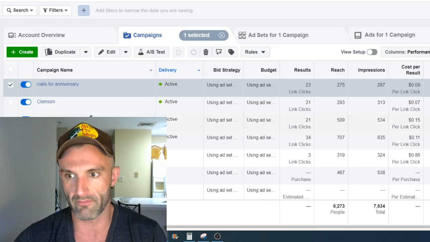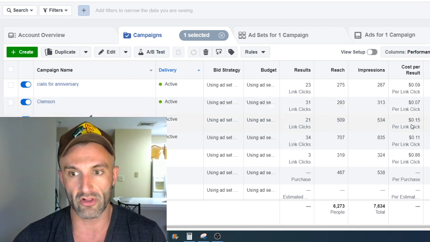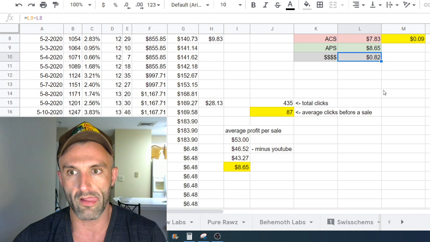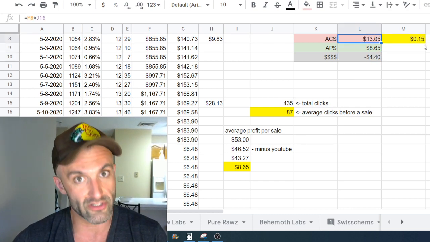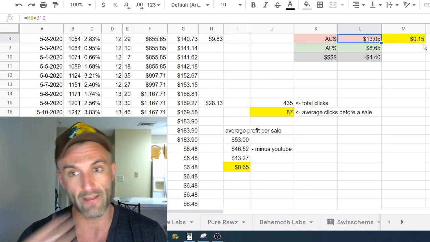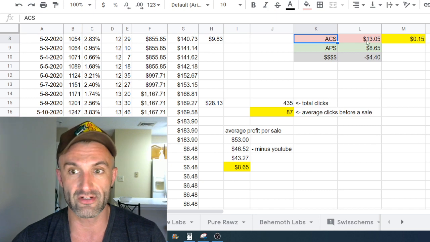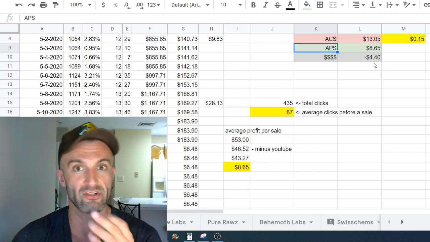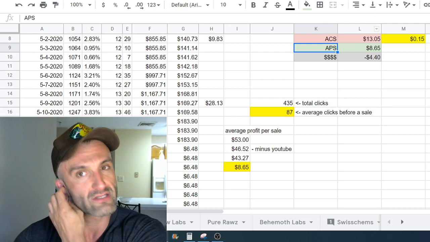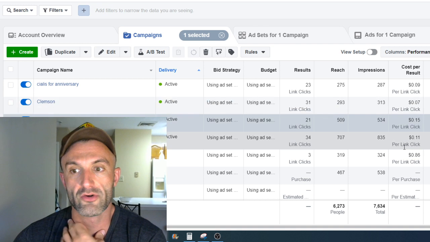But let's take a look at the next one. The next one here is, well, let's just jump to 15. This is 15 cents per click right here. So let's go over here, 0.15. Well, that's $13 it costs us to get a sale, right? We got the average cost per sale is $13.05. Average profit is $8. So clearly it doesn't make sense. I'm losing $4 on every single one on that one. So that one doesn't make sense unless there's some way I could change the targeting or do something different.